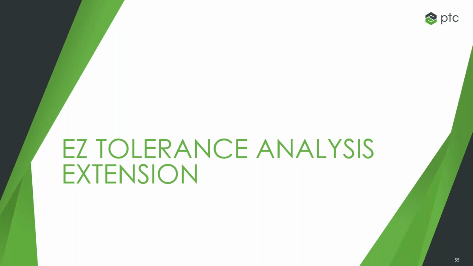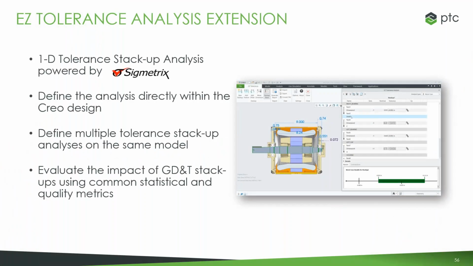A couple of new improvements to the Easy Tolerance Analysis extension, really more of a total overhaul of this tool. It's a big update. The extension is now called the Easy Tolerance Analysis Extension, powered by Submetrics. This 1D StackUp tool will replace the 1D StackUp tool that we had before. It does the same thing, but it's a different engine.